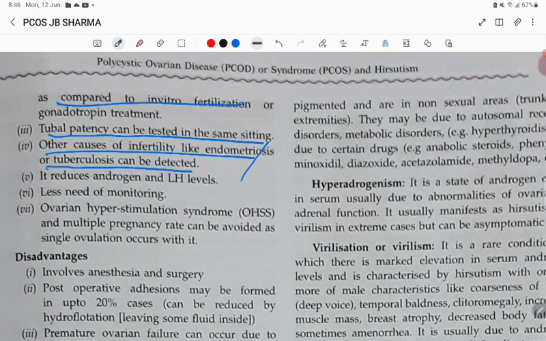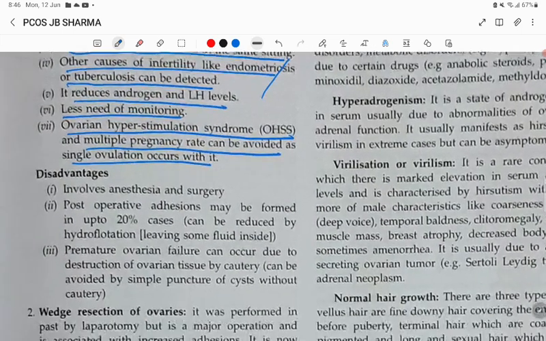What are the advantages of doing ovarian drilling in the same sitting? Since you are doing a laparoscopy, you can see other things also. You can see the tubal patency in the same sitting, and other causes of infertility like endometriosis and tuberculosis. It reduces androgen level and LH level, with less need for monitoring. Ovarian hyperstimulation syndrome and multiple pregnancy can be avoided, as single ovulation occurs with it.